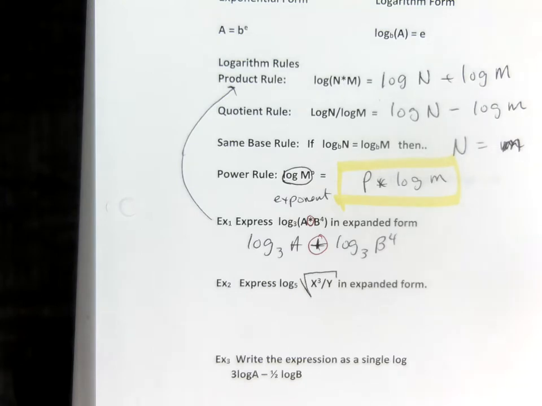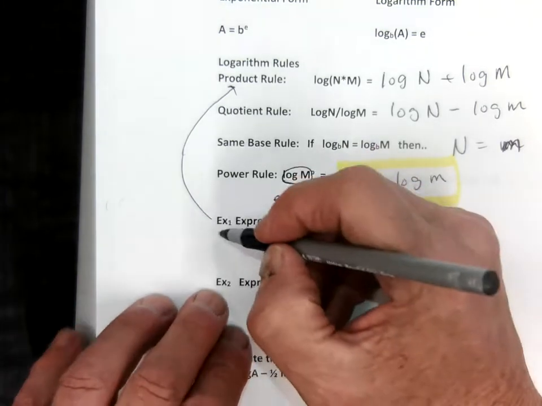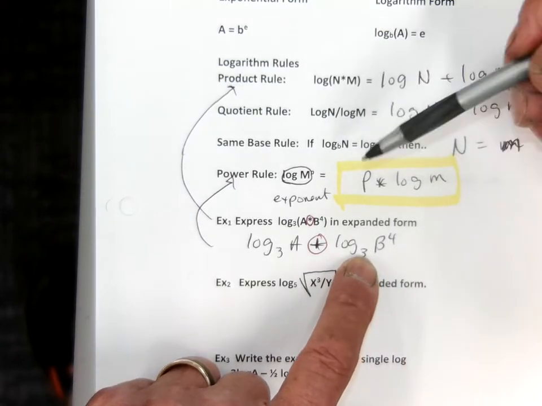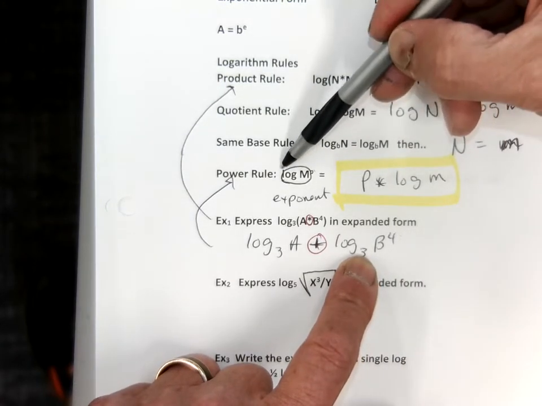Now, the second rule I'm going to use is the power rule. I have an exponent to an exponent. So in the power rule, I brought the p down and I multiplied it.